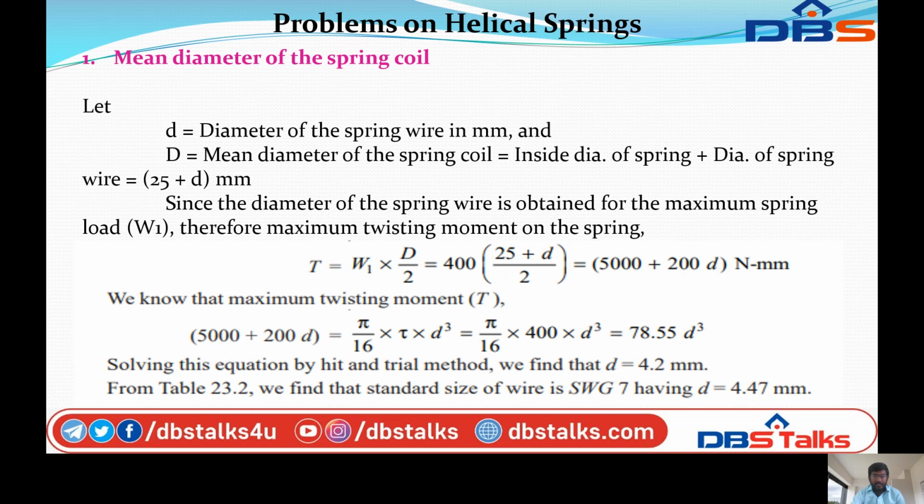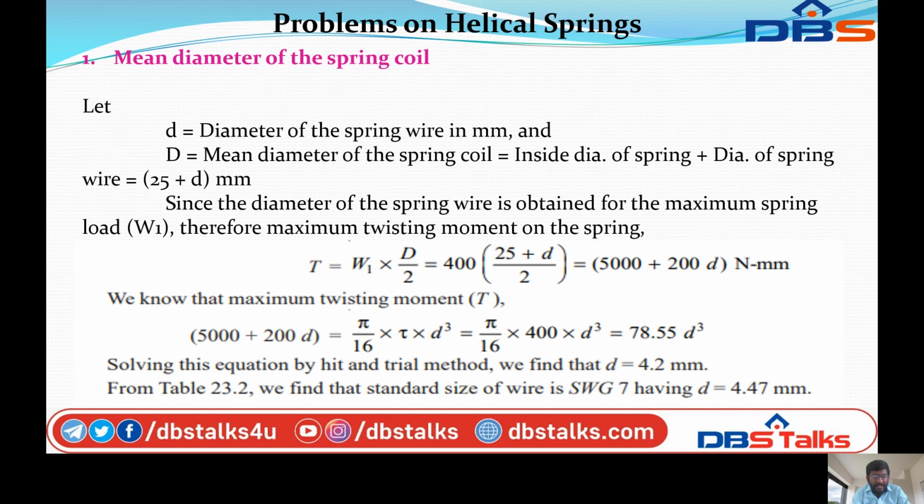So we can calculate in this π/16 × τ (400) × D³. The D cancels on both sides, and that is equal to 78.55 D³. So solve the equation by the hit and trial method. We find that D is equal to 4.2 mm.